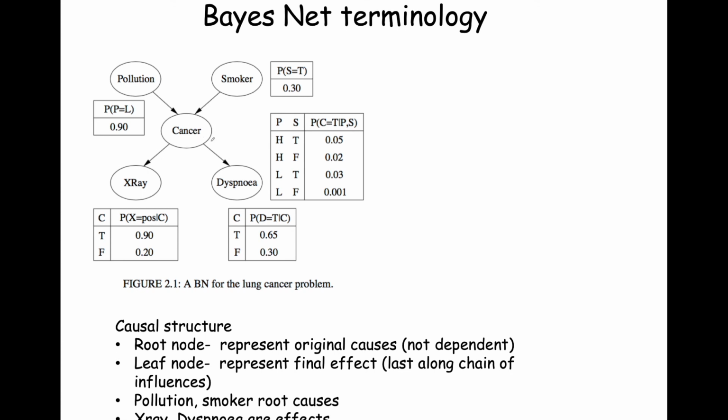Likewise, smoking influences cancer, which influences dyspnea, which is shortness of breath. Pollution, the same, influences cancer, which shows up on X-ray. Pollution influences cancer, which shows up as shortness of breath, dyspnea. Okay, and so pollution and smoker are root causes. X-ray and dyspnea are the effects for this Bayesian network. And so here we're depicting all of the influences among these different variable measurements.